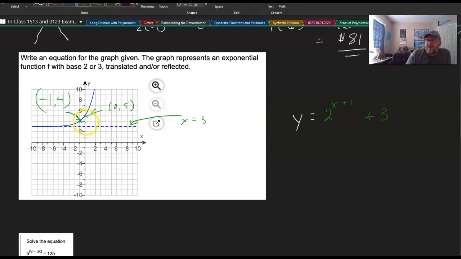Now, that means that the base here is 2, because remember, if we just look at a base of 2, remember I said that you can memorize these 2 points, (0, 1) and (1, 2). So look at the difference here. We've got a difference of 1 on the y values. Well, that's the same thing we have here. Okay, so this is a base of 2, but we've shifted it to the left 1 unit, which is why the plus 1 is in there. Okay.